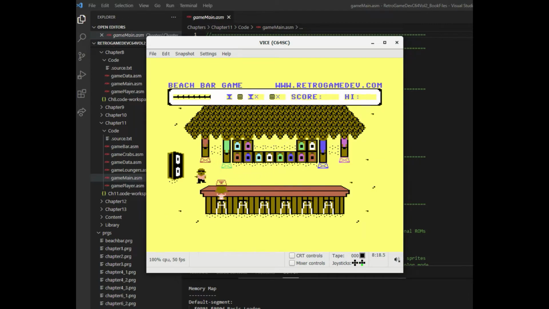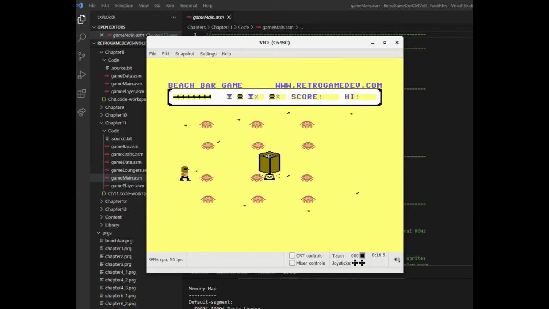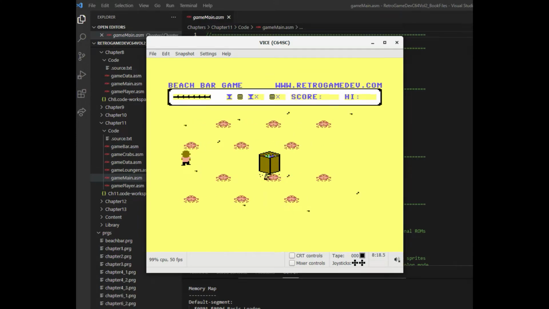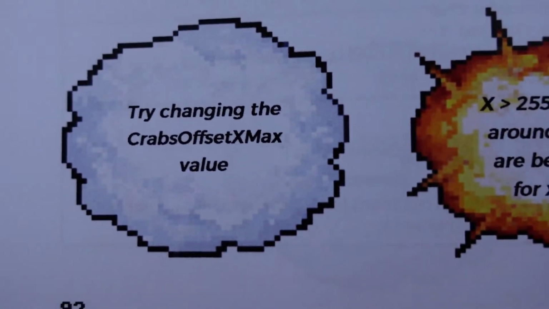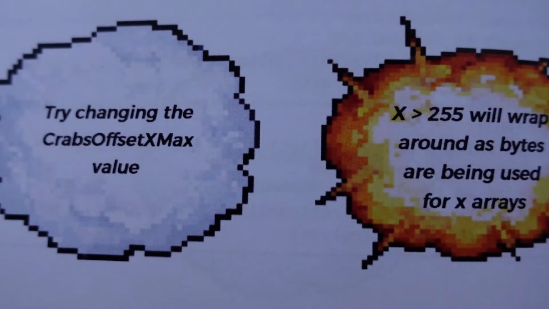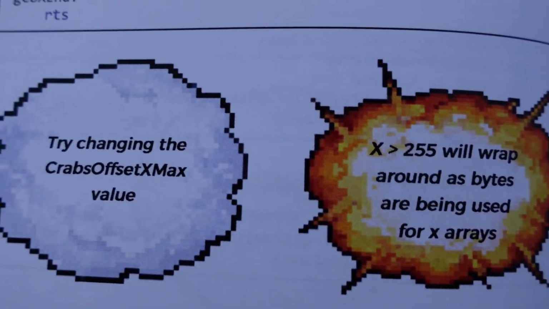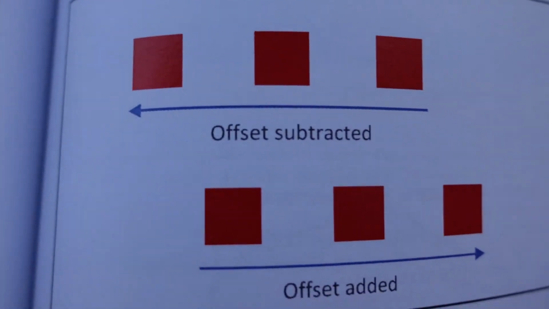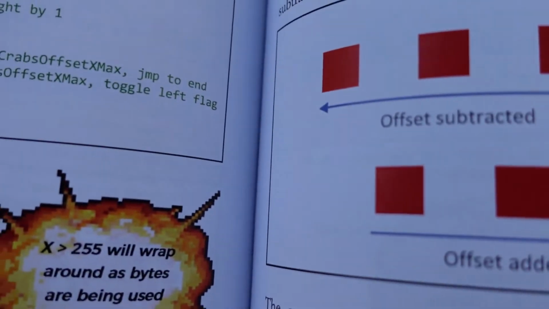Do you see any crabs? Because I don't. Maybe down here. Maybe off to the right. Oh, there's the crabs. There's the crabs. Okay. So they're moving left, they're moving backwards and forwards. He says on page 92 to try changing the crab's offset X max value. If it's greater than 255, it'll wrap around as bytes are being used for X arrays. Okay. So you can't go greater than 255.